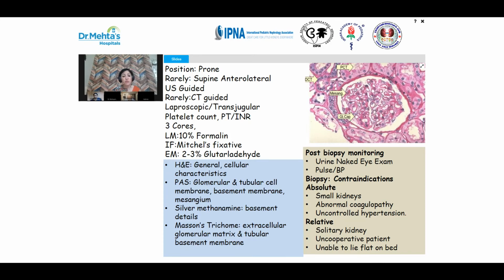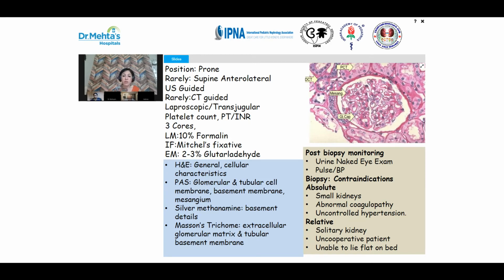Electron microscopy is used for the details of the glomerular basement membrane and the presence and location of the immune complex deposits, whether they are subepithelial, subendothelial, or intramembranous, which are very, very crucial for diagnosing a glomerulonephritis correctly, and which also will further decide our management.